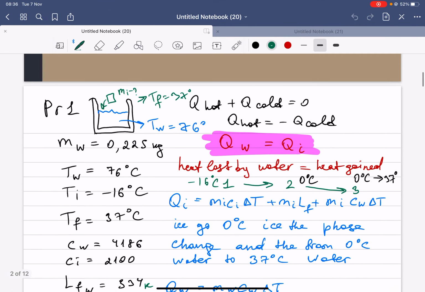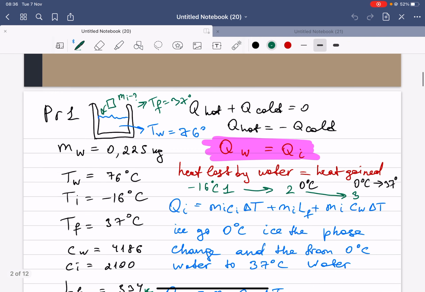Okay, so basically you have a formula where Q hot plus Q cold is equal to 0, okay? Or you can say that Q hot is equal to minus Q cold. Particularly in our case, we can say that the heat lost by water is equal to the heat gained by the ice, okay?